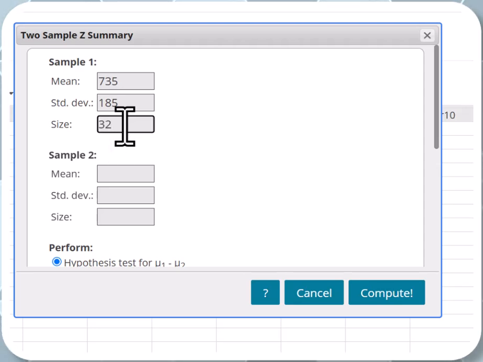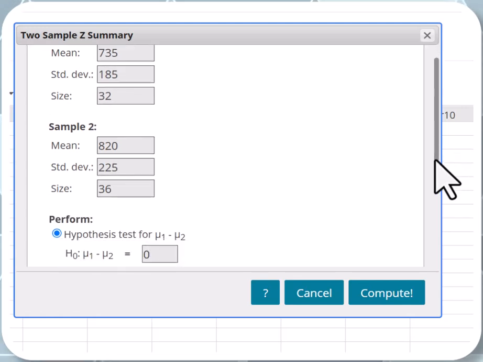The conditions of the test are met because the samples are random, they are independent, and population standard deviations are known, so we can use the Z-test. And the sample size is more than 30, even if he doesn't say that the populations are normally distributed. As long as the sample size is 30 or more, the conditions of the test are met. Sample 2, the mean is 820, the population standard deviation is 225, and the size of the sample was 36.